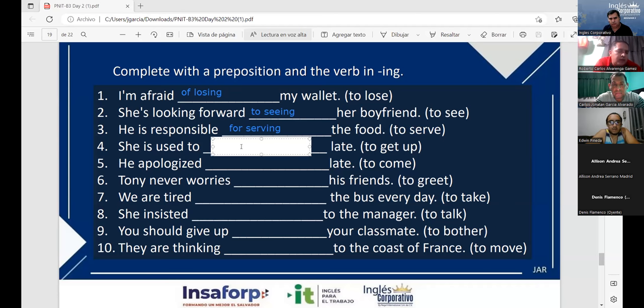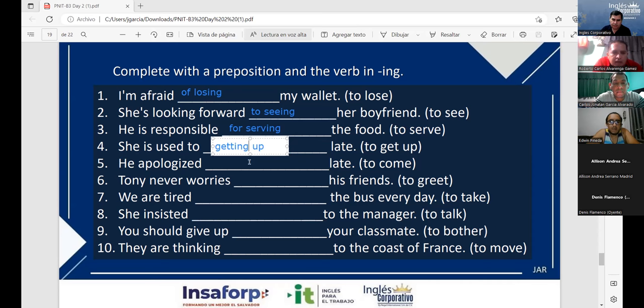Número 4. Sí, ya tiene la preposición. To get out. Ya la tiene. To get in. Doble T, yes. And number 9. No preposición. Ok. You should get up. To bother. Sí, sí lleva. Solo bother. Bothering. To bother. Bothering.